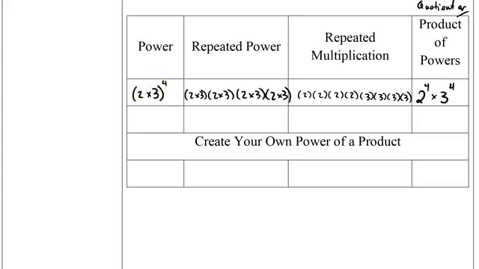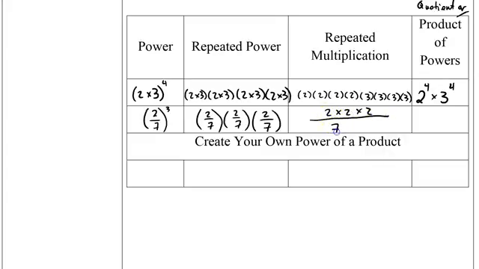What about fractions? You know what? I'm going to change that. It's going to be 2/7 to the power of 3. That means I would have 2 over 7 times 2 over 7 times 2 over 7. So as repeated multiplication here, it would just be 2 times 2 times 2 on the top and 7 times 7 times 7 on the bottom. So what would happen here is this would be 2 to the 3 over 7 to the 3.